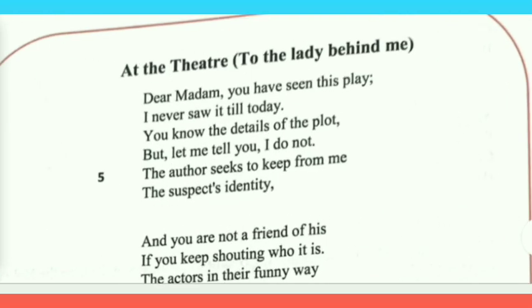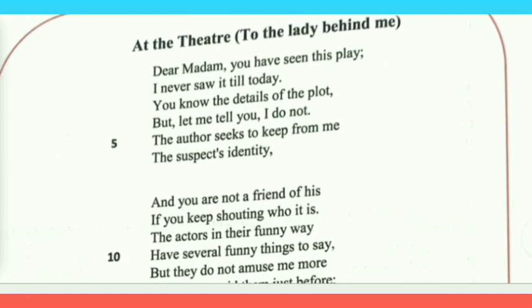All right. Let's look at the poem, and it's to take us to the very end of the journey.